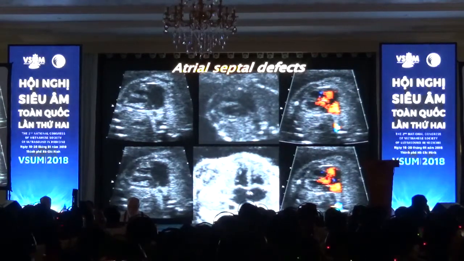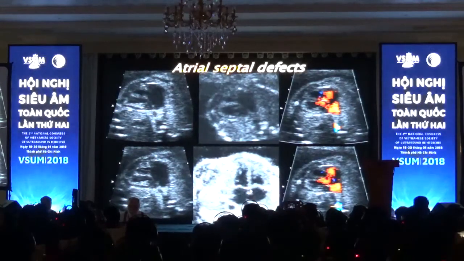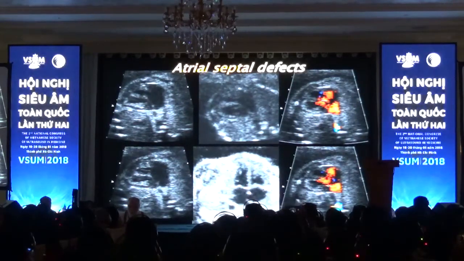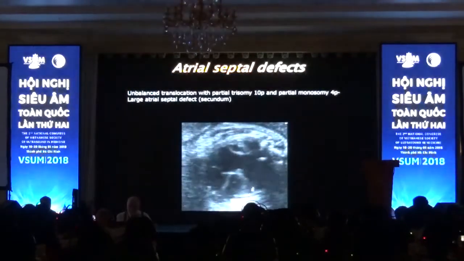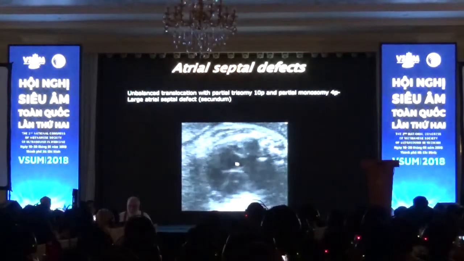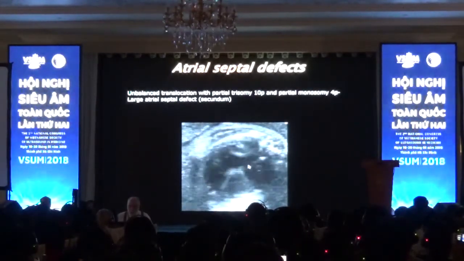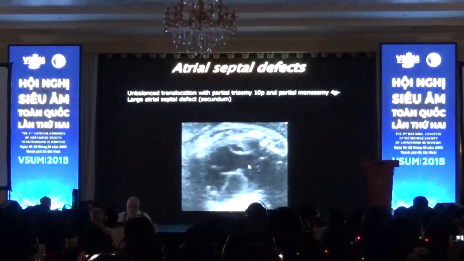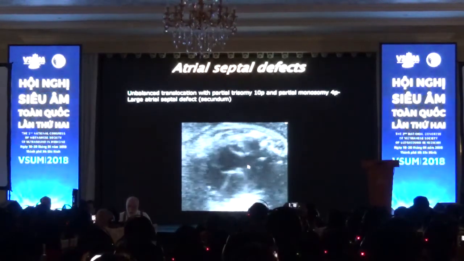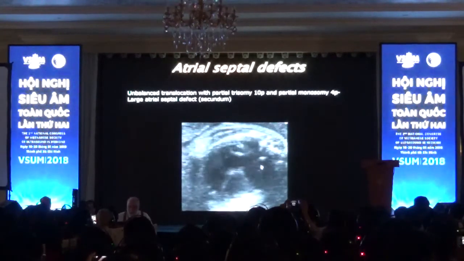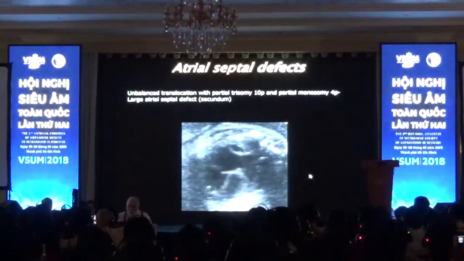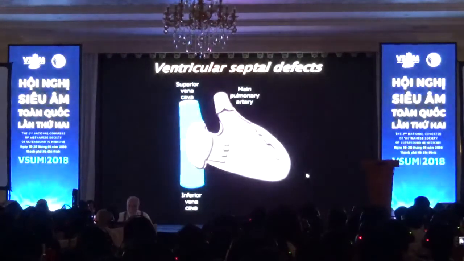This is a segment here in the normal heart which is missing in the ostium primum defect. So in ostium primum you will see this section of the interatrial septum, but you will not see this section here. So here's a large communication between the two atria. This is a baby that has a partial trisomy 10p and a partial monosomy 4p, but you could have something similar in a baby that has trisomy 21. So, a large communication between the two atria.